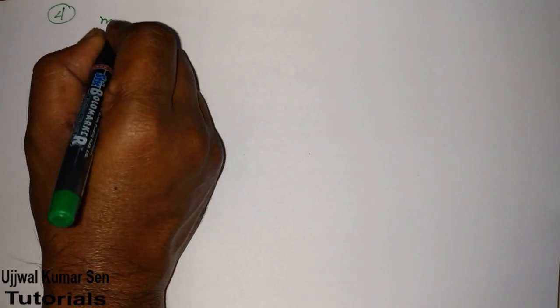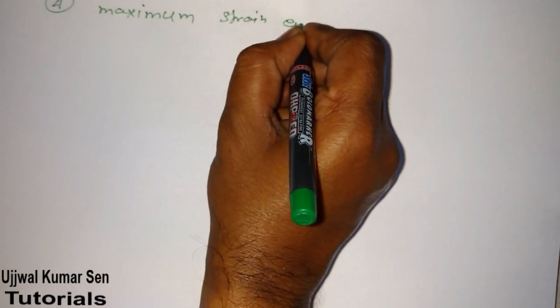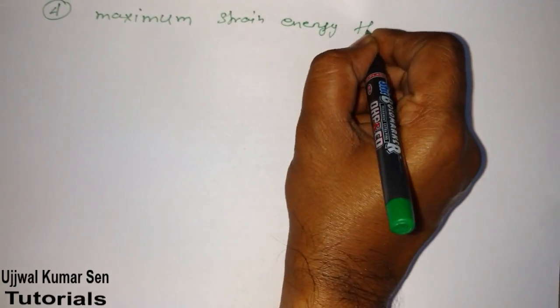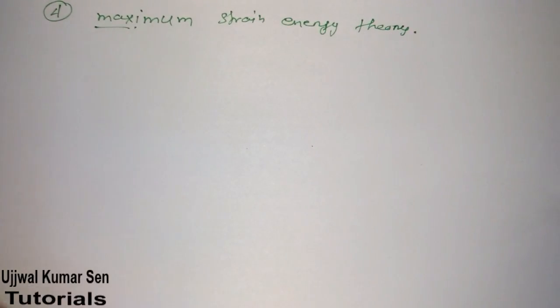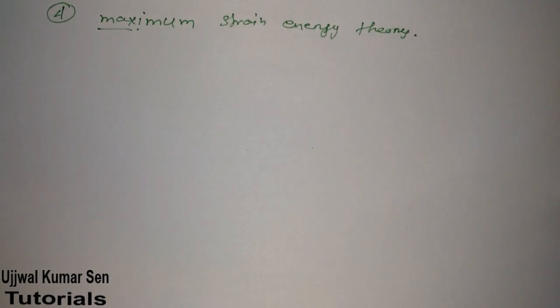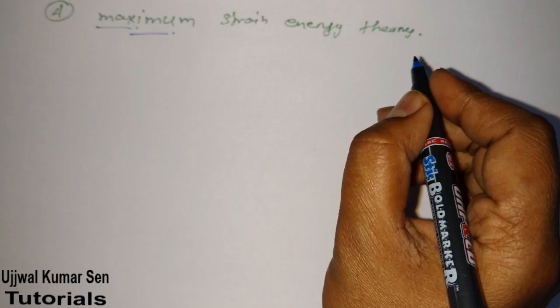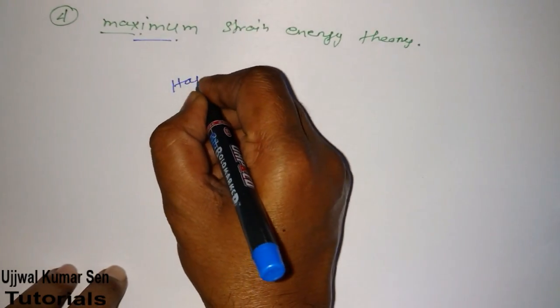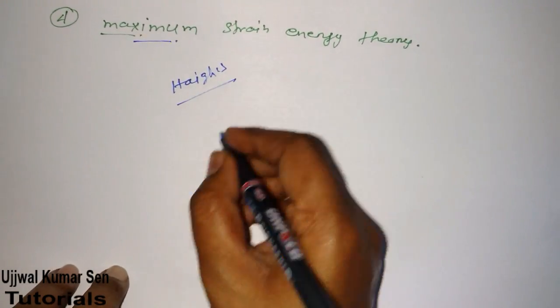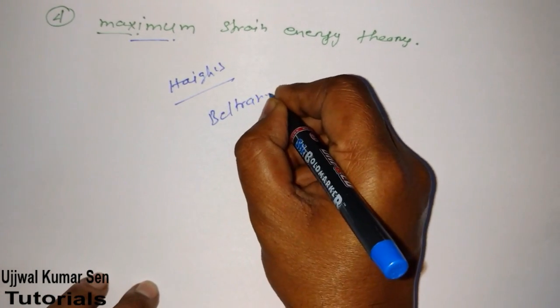We'll move on towards the next, maximum strain energy theory. So the fourth number is maximum strain energy theory. This is the fourth theory of failure, right? Let me use another pen. The blue one is quite good. So maximum strain energy theory has other names, that is Haigh, and the next one is Beltrami, right?